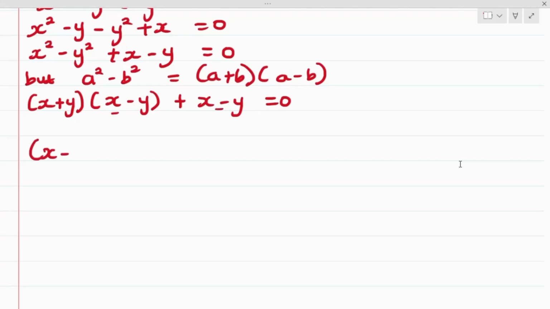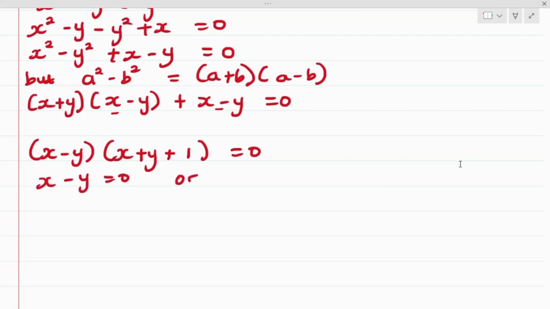So if we factor out x minus y, for the first part we have x plus y left. So we have x plus y plus, since we factor out x minus y, we have 1 left, and this is equal to 0. So from here, we have x minus y equals 0, or x plus y plus 1 equals 0. So let's simply recall right here.